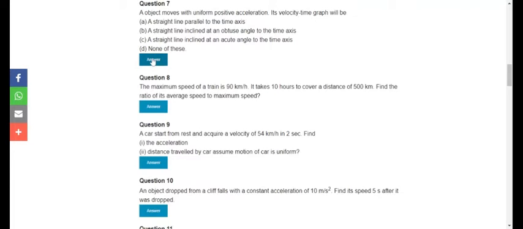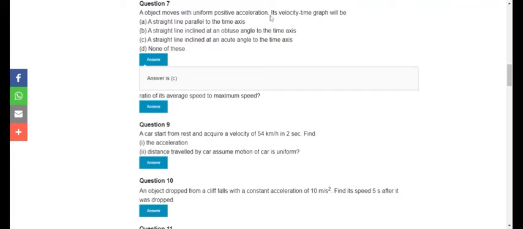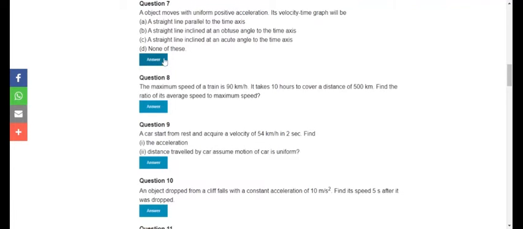Now you can see the answer for question number 7. The answer is C. An object moves with uniform positive acceleration. Its velocity time graph will be a straight line inclined at an acute angle to the time axis. Now for question number 8, the maximum speed of a train is 90 kilometer per hour and it takes 10 hours to cover a distance of 500 kilometer. Find the ratio of the average speed to the maximum speed.